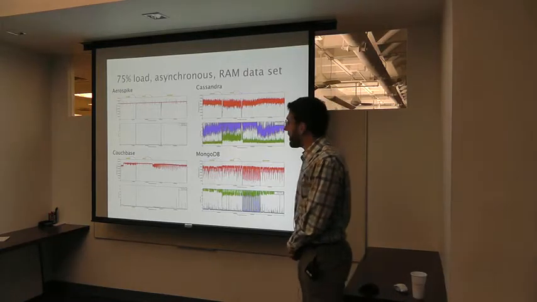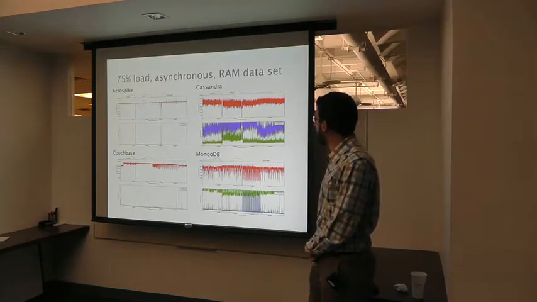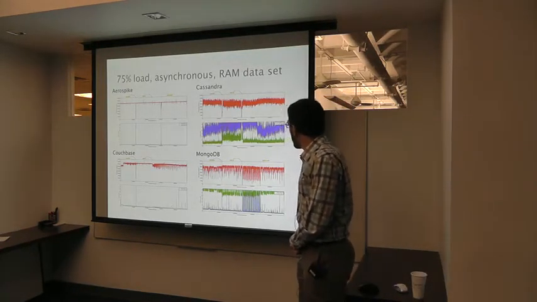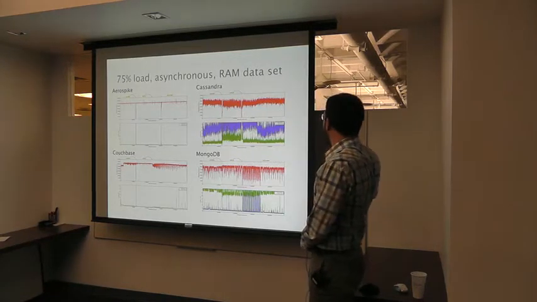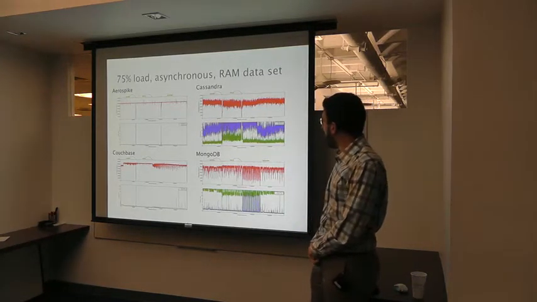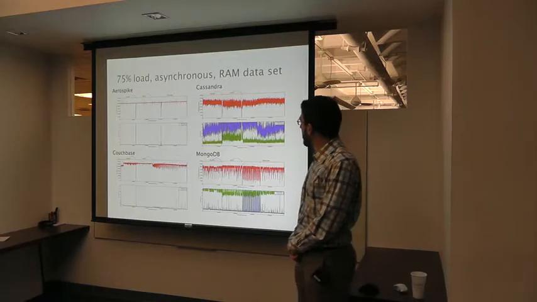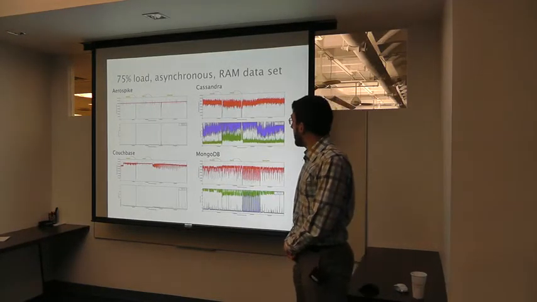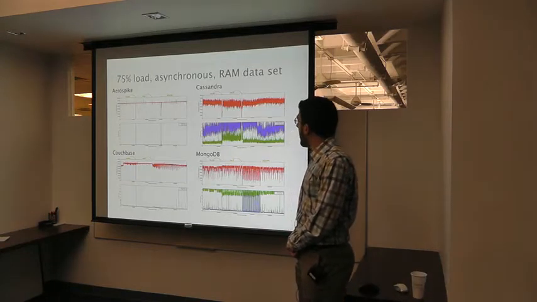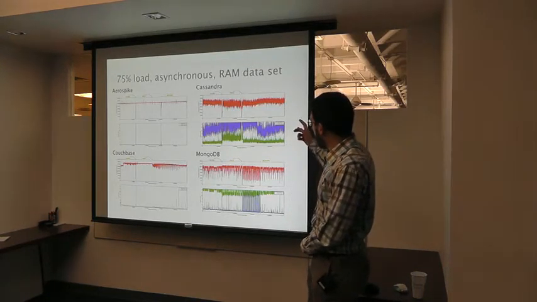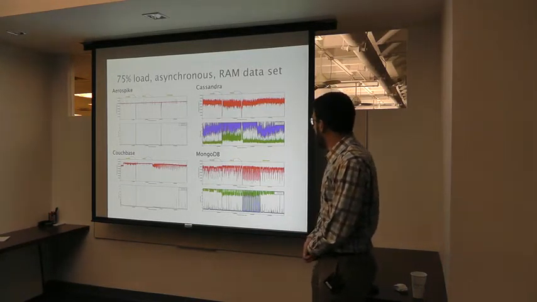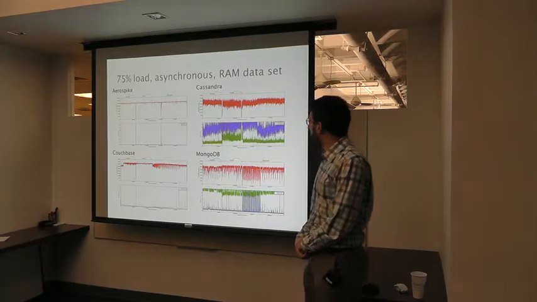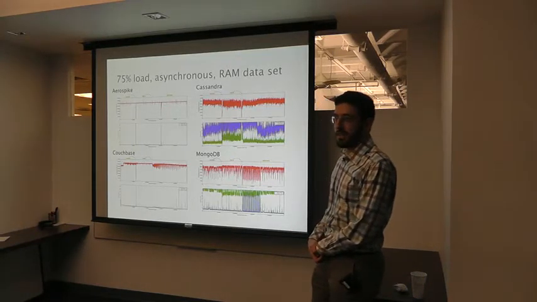Could you just tell me what the graphs are? Oh, I'm sorry. The question is, what do these graphs mean? The horizontal axis is time, and the vertical axis is throughput in operations per second. The top one is operations per second, the bottom one is latency. And they're highly correlated.